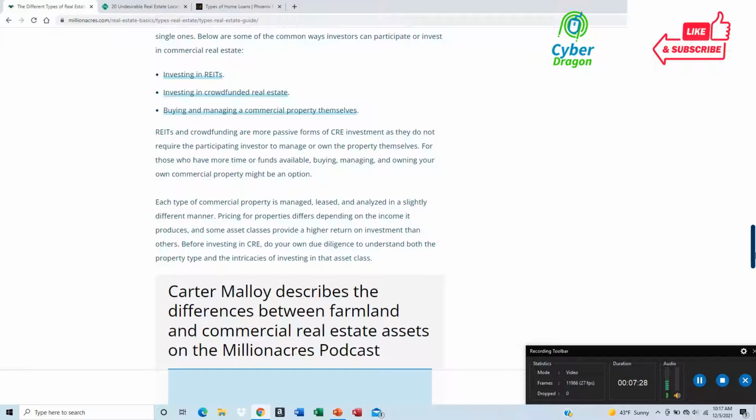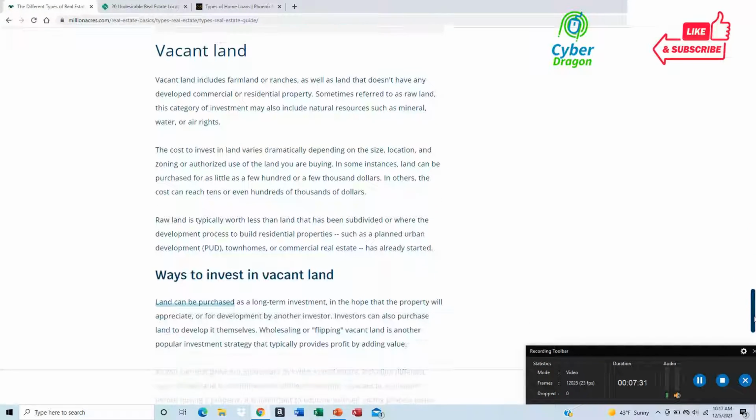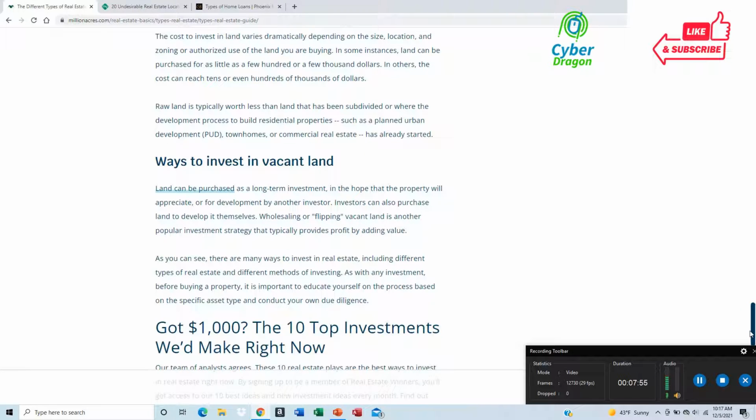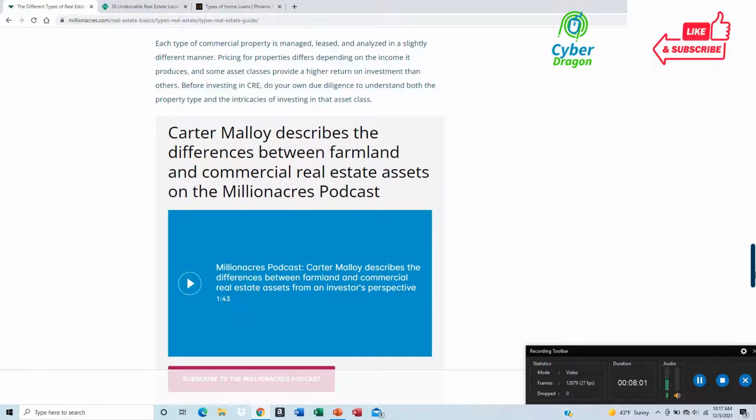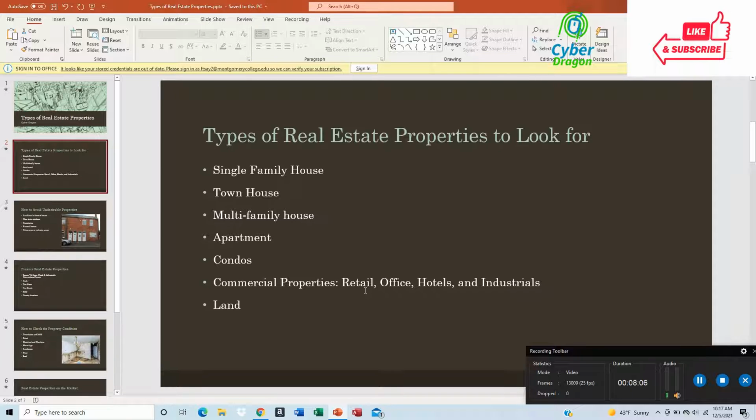And another way, okay, when you buy vacant land, it varies directly on size, location, and the zoning law. You have to get authorized use of the land. Sometimes you can purchase a property for as little as $100 to a few $1,000, but some can cost more, depending on how big the property is and what you can do with it. If you build a house on it, the land price and the house will increase your real estate, and you can make bigger profits.